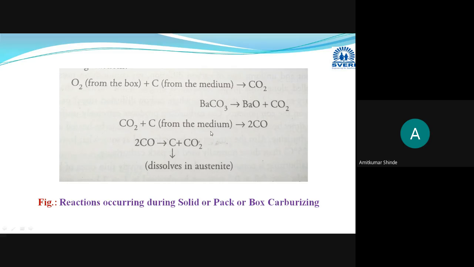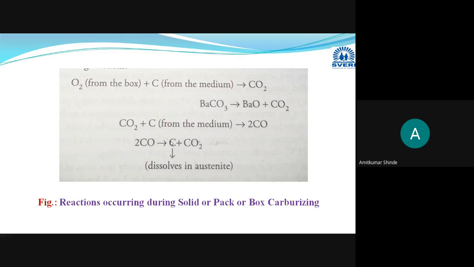This cycle is repeated again and again, and whichever carbon is forming here, it will get dissolved in the austenite. And after a sufficient amount of heating, that component is taken out from the furnace and it is cooled or quenched in water or oil. And this carbon in the form of austenite will get transformed to martensite, and we will end up with the desired hardness at the surface.